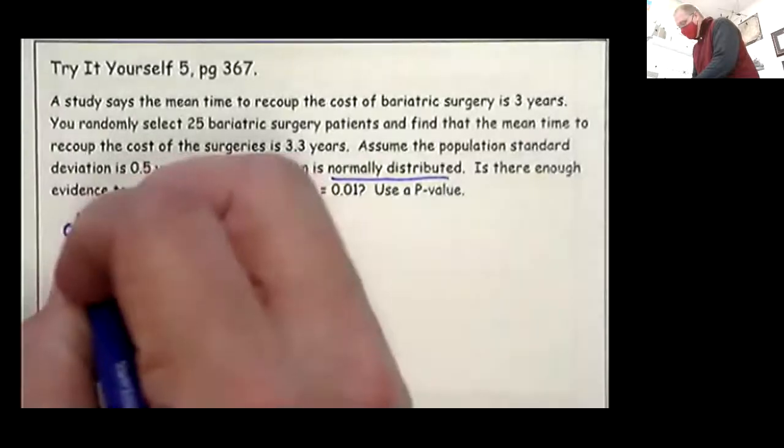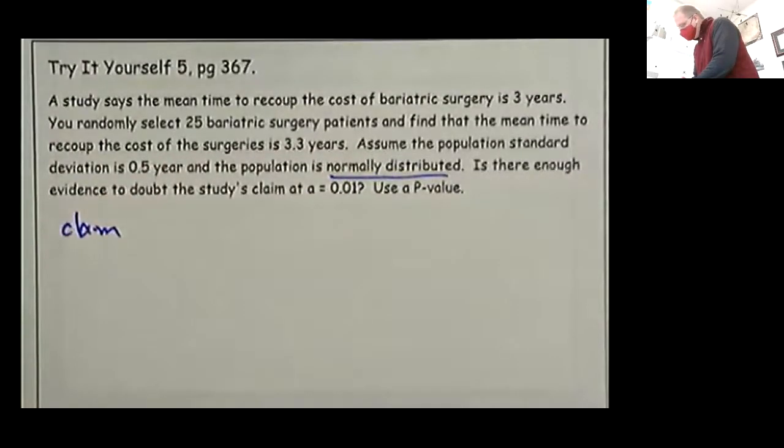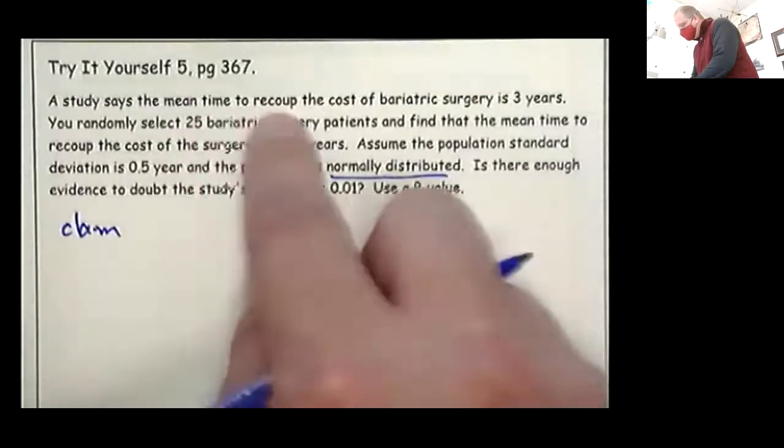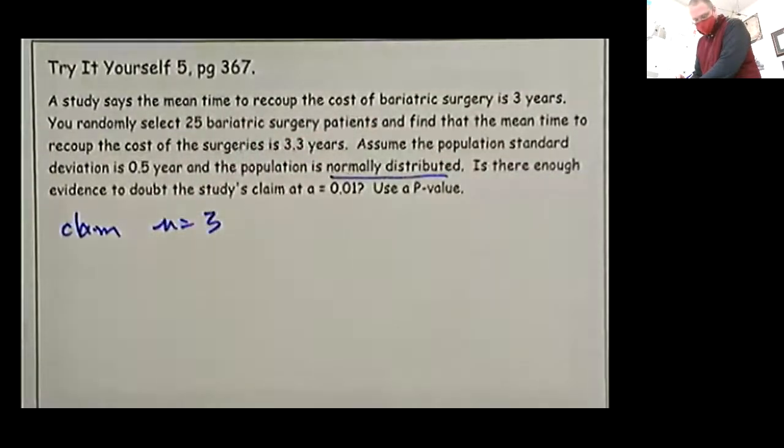So again, what is our claim? The claim is the mean time is 3 years. So the mean is 3.